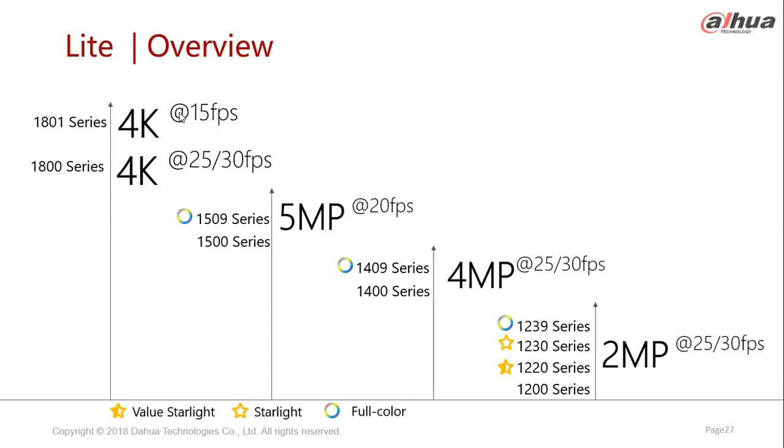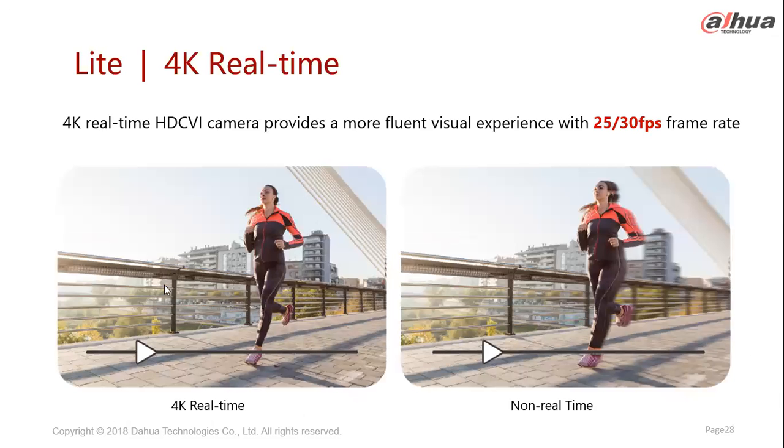So we have a Lite series even that supports 4K. That is the cameras with the 1 series: Pro series with the 2, Lite series with the 1. So you can do 4K at 15 frames per second. So you can see an example of a 4K real-time HDCVI camera, well, the one that is not 4K at lower frames per second.